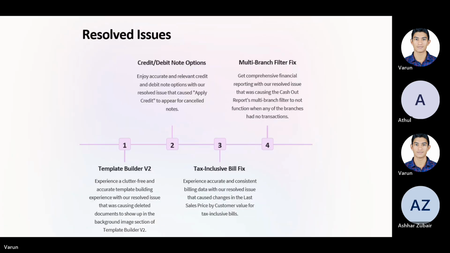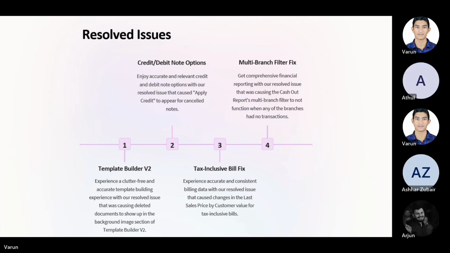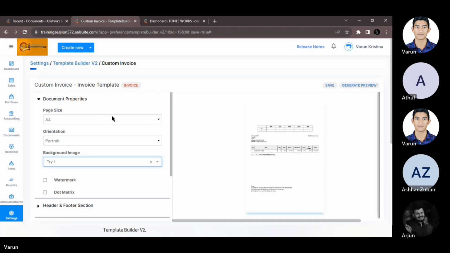Now, the second one is the credit/debit note option. So enjoy accurate and relevant credit and debit notes options with your resolved issue. So the issue was that the apply credit appeared for cancelled notes. Now, we are quite aware that for any cancelled debit or credit note, the apply credits option won't be present. So let us just confirm whether it is present or not.